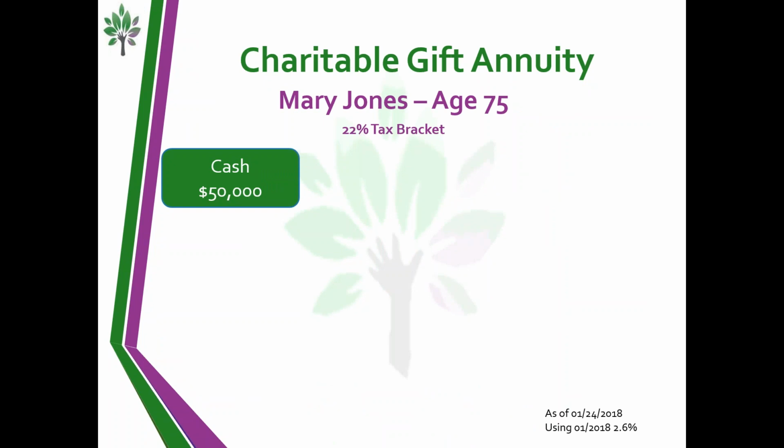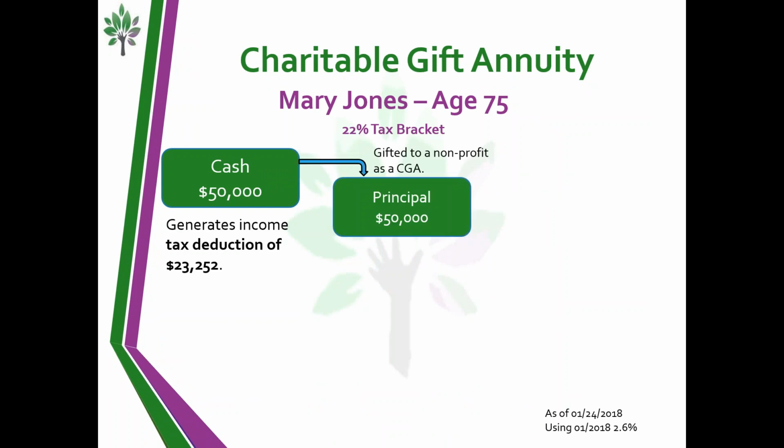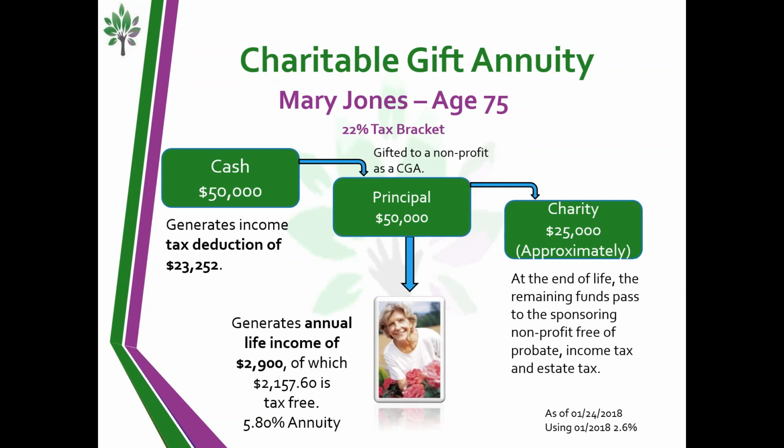That's still around. Okay, so let's go back to Mary, and she's decided, well, let me see what this new tax law does. If I put $50,000 of cash into a charitable gift annuity, that gives me a $23,252 tax deduction. Whoa, that's pretty nice. And I use cash, and so it's going to give me $2,900 a year and so on. But focus on the tax deduction there for a minute.